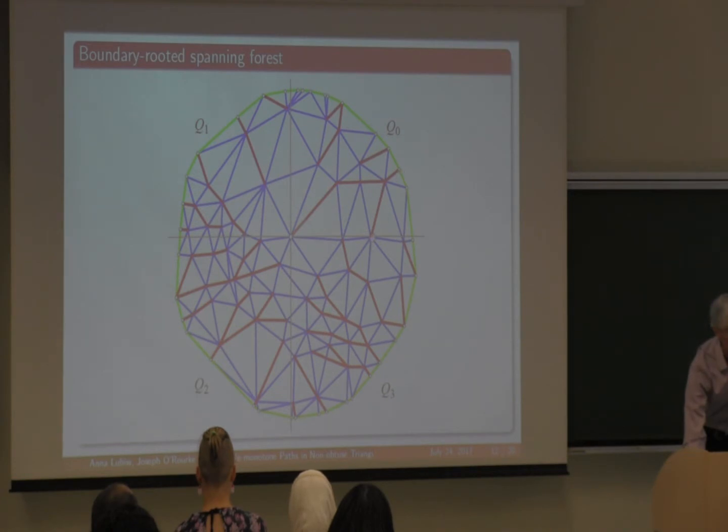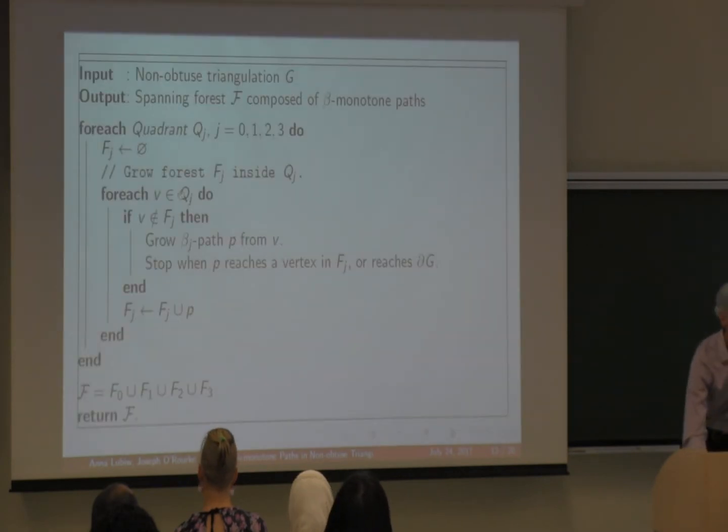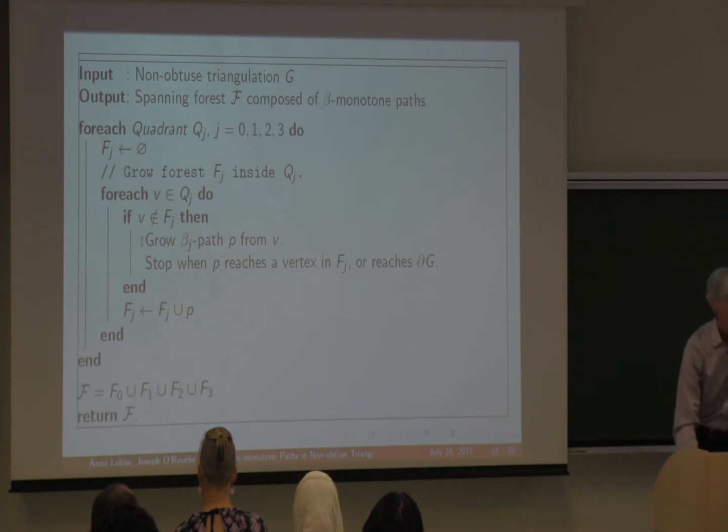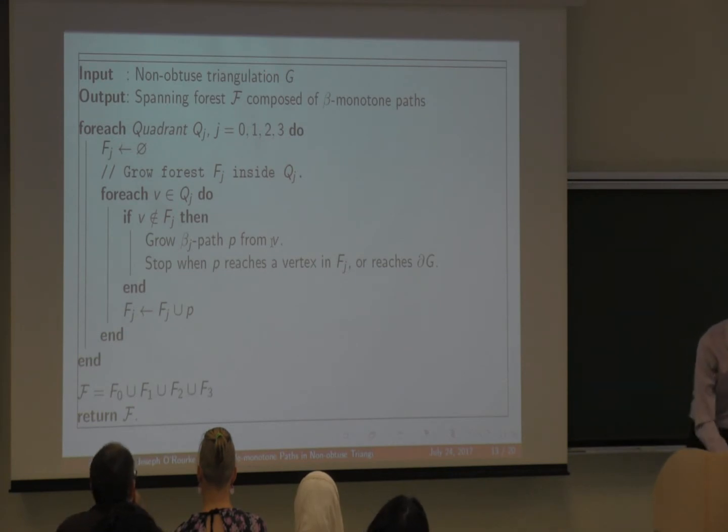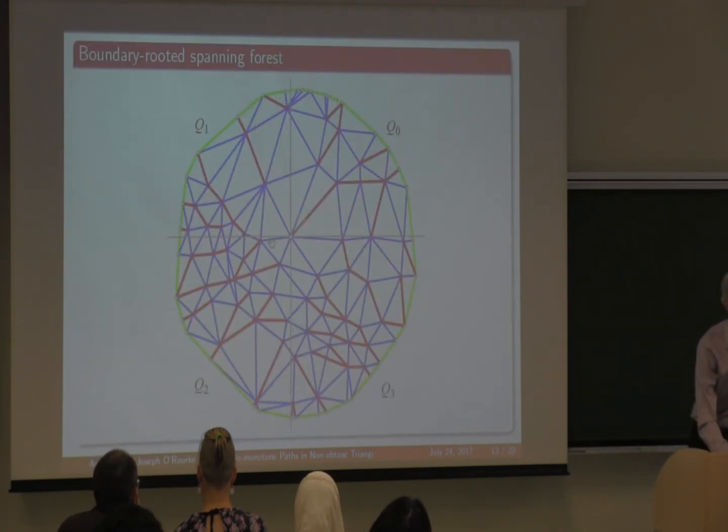Then for this point, you grow and you hit the tree, and so you just join it. And you continue in that way, and this will span the whole graph. And as I said, the algorithm is quite simple. For each quadrant, take the 45-degree angle appropriate for that quadrant, grow a path from every vertex until you hit the boundary or hit the forest, and just grow all these forests, and you get a picture like this.